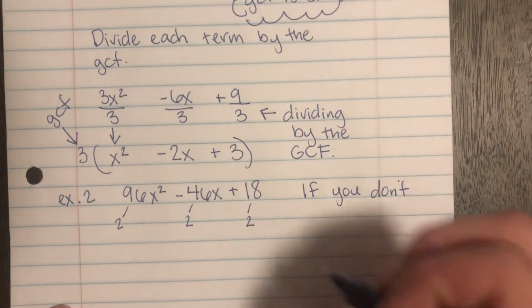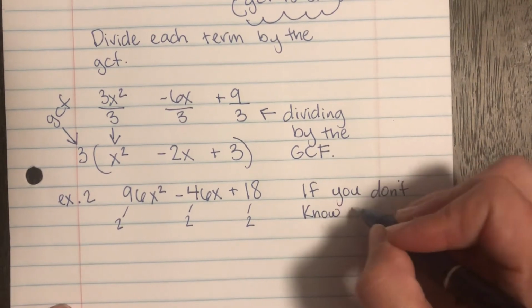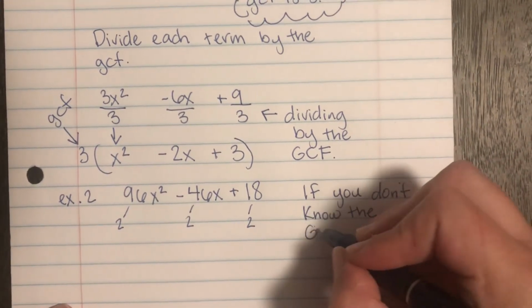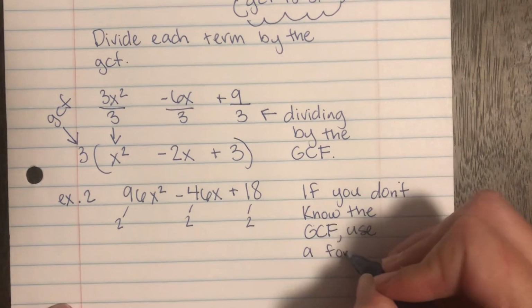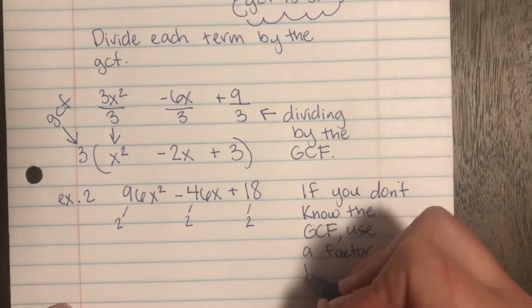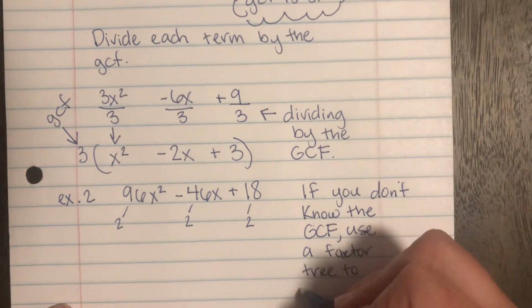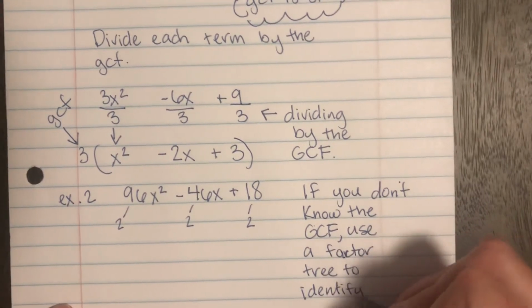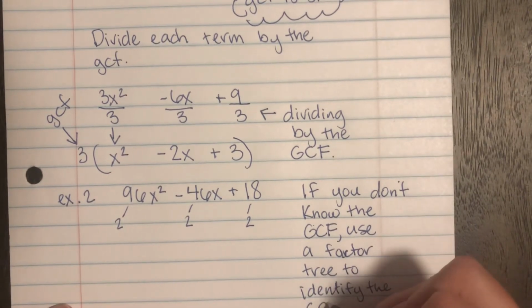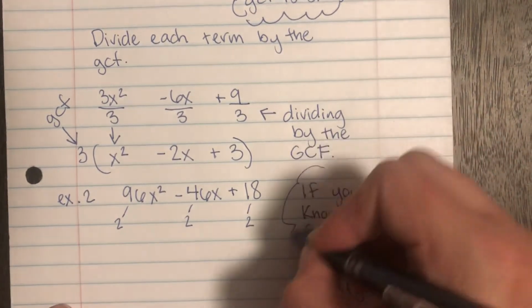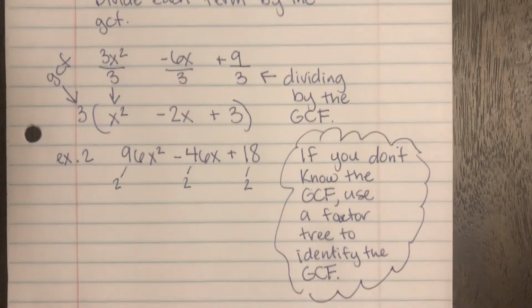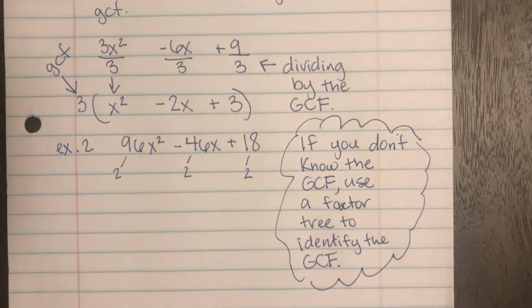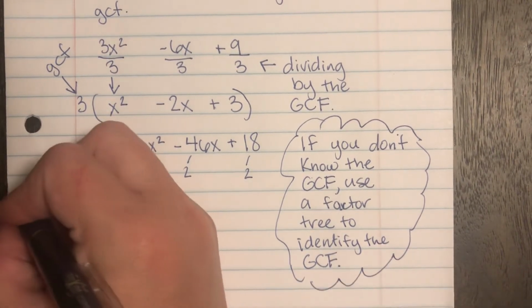If you don't know the GCF, use a factor tree to identify the GCF. So if we don't know what our GCF is, I probably couldn't even look at this one right off the bat and tell you what the GCF is. So I'm going to start factoring by the things that I know. And you may want to write yourself a note over here on the side.